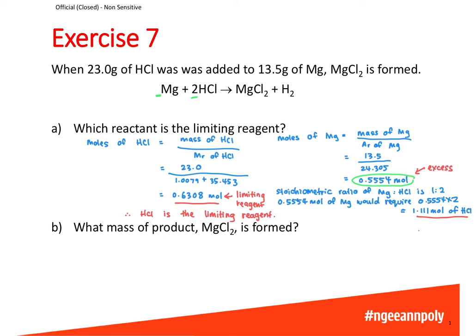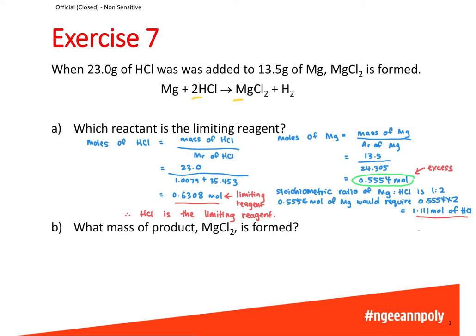In the next part of the question, we are asked what mass of product MgCl2 is formed. Remember that to calculate the amount of product formed, we always have to base our calculation on the amount of limiting reagent present. Our limiting reagent is HCl, so let's take a look at the stoichiometric ratio between HCl and MgCl2. Looking at the equation, we see that 2 moles of HCl will give 1 mole of MgCl2, so the stoichiometric ratio is 2:1.